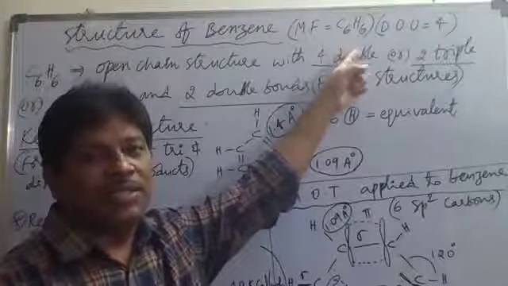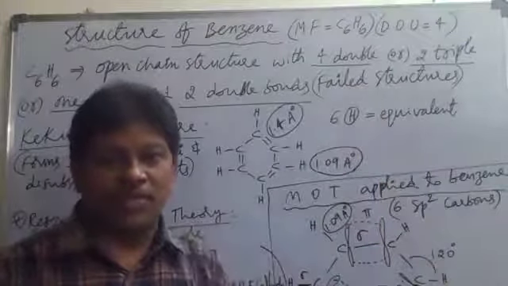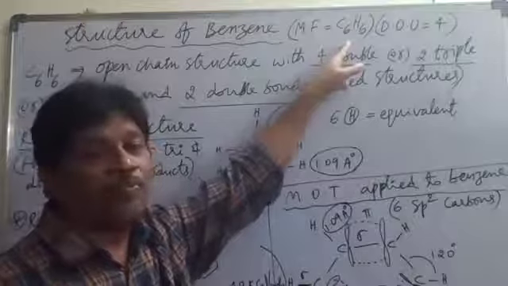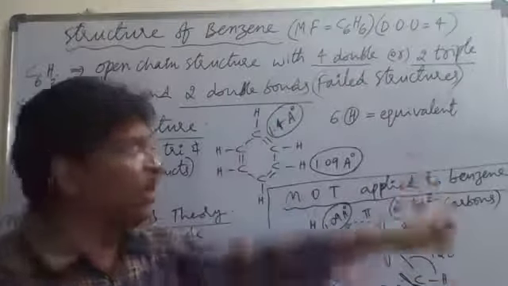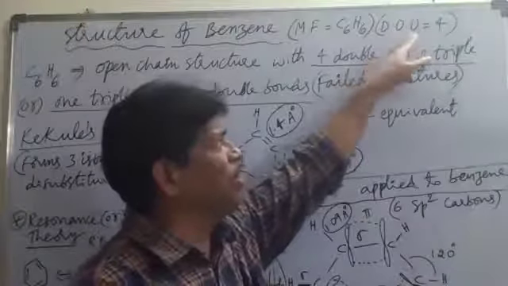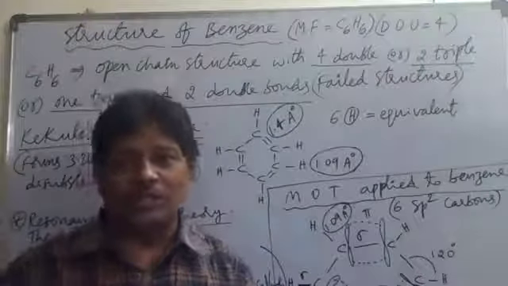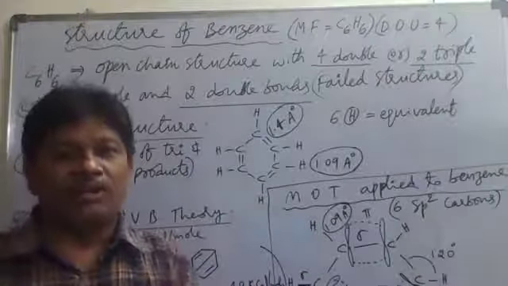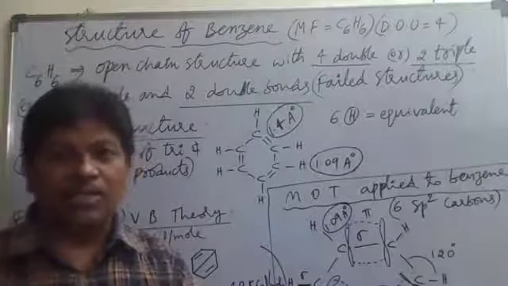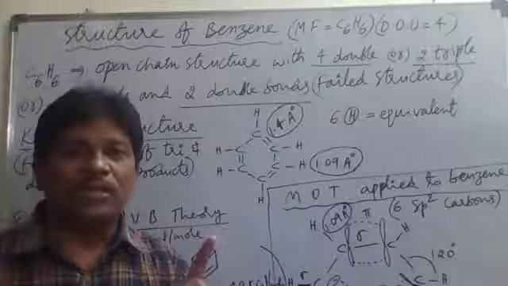Benzene has C6H6, but the paraffin with 6 carbons, hexane, has C6H14. So 8 hydrogens lesser means degree of unsaturation. DOU stands for degree of unsaturation. Degree of unsaturation is 4. For every 2 hydrogens deficient, 1 degree of unsaturation is observed. So here 8 hydrogens are deficient in benzene compared to the corresponding paraffin. Therefore, 8 hydrogens indicate what?